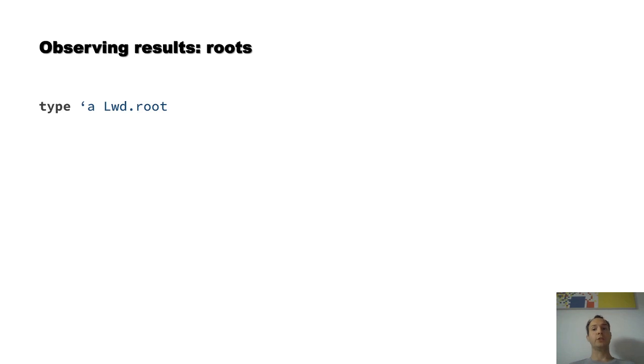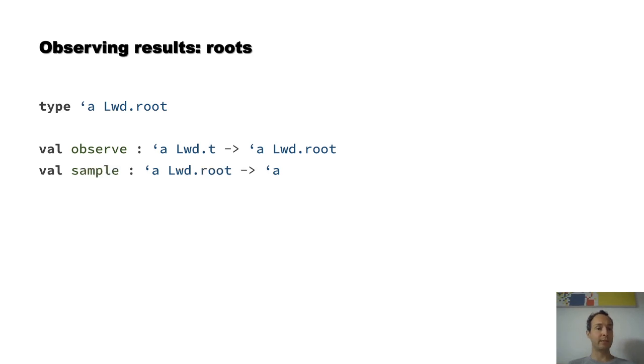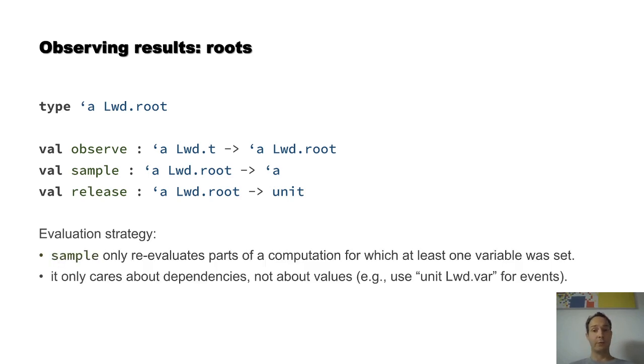Now that we have a rich notion of changing value, we need a way to observe them and act based on their value at the current time. And this is achieved with routes. First, you create a route by observing a changing value. To get the actual value at the current time, you sample the route. And when you are done with it, you can release it. The evaluation strategy is quite naive. We re-evaluate the parts of the computation for which at least one variable changed since last time. And this is only about dependencies, not about values. So you could even use a unit LWD var to just be notified about an event.